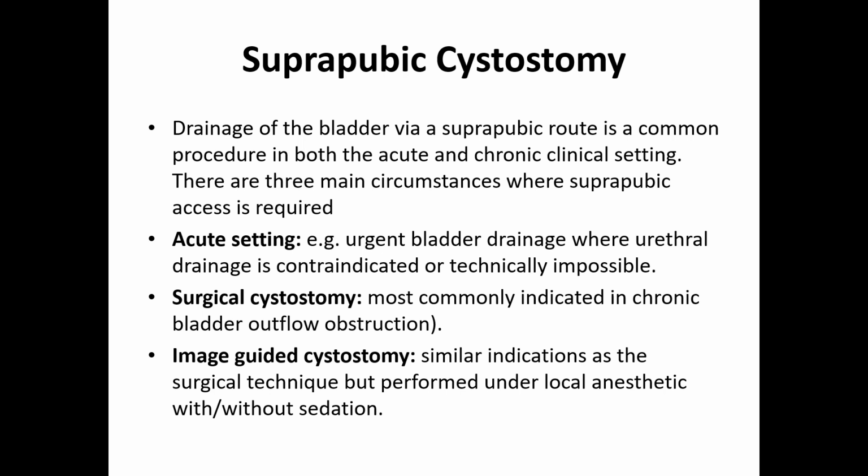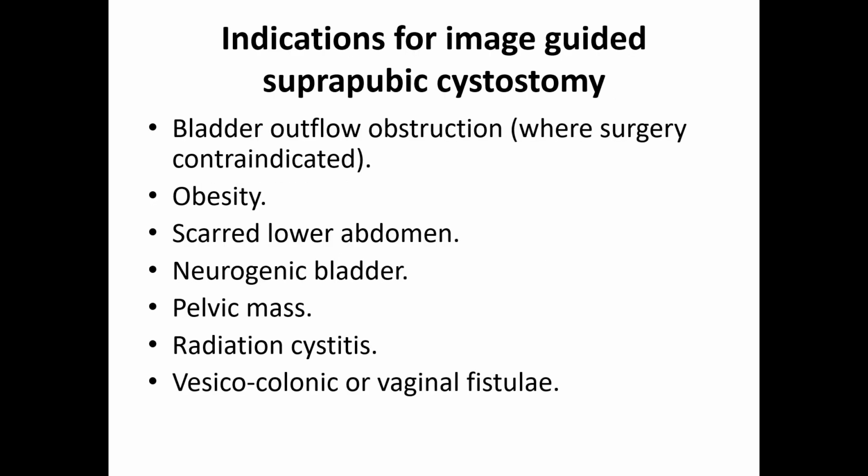The other one is image-guided suprapubic cystostomy. In some circumstances we have a scar in the lower abdomen, and whenever you have a previous operation, there is a possibility that some bowel loop is very close in contact with the bladder, and there is a possibility of going through this bowel or injuring bowel loops and ending with a complication. In this situation, you should do it by image guidance or by interventional procedures.